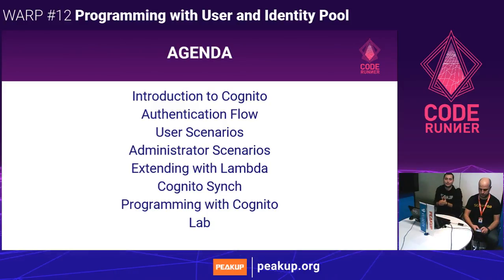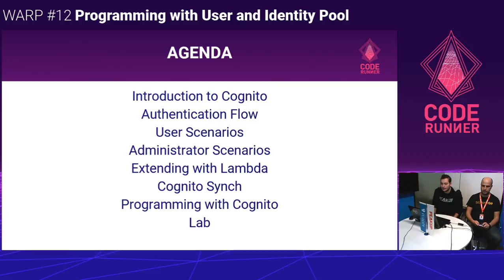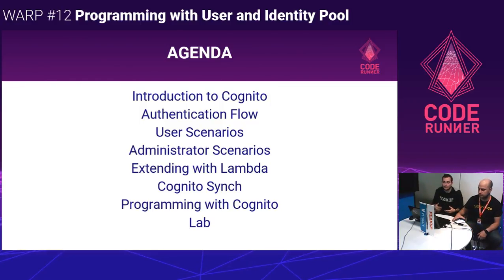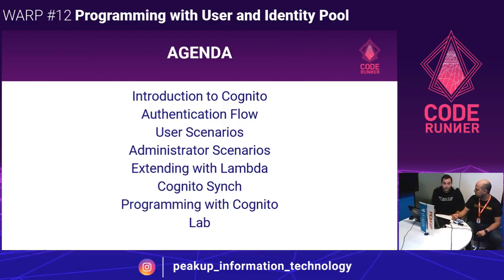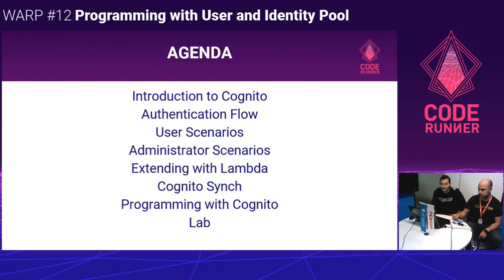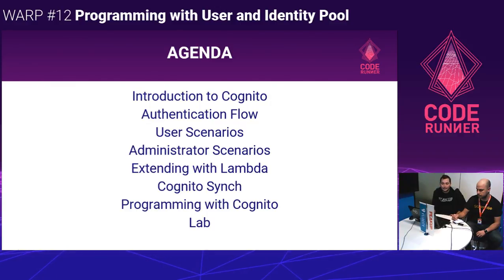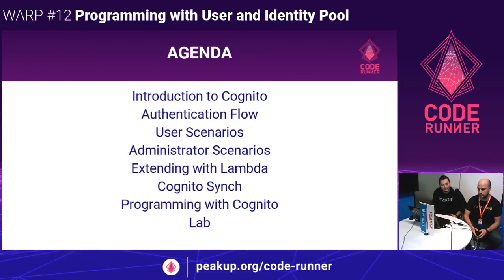All right. Today's agenda is we're going to introduce you to the Cognito service of AWS. It's called Amazon Cognito, and we're going to walk you through the authentication flow of this service. We're going to mention some of the scenarios from the user's perspective and the administrator's perspective. And we're going to take a look at how you interact with these events via the Lambda hooks in the extending with Lambda slide. And we're going to talk about Cognito Sync a little bit. And we're going to take a look at how we can use the Cognito service via .NET and C#, and there will be a lab, the demo, after that.